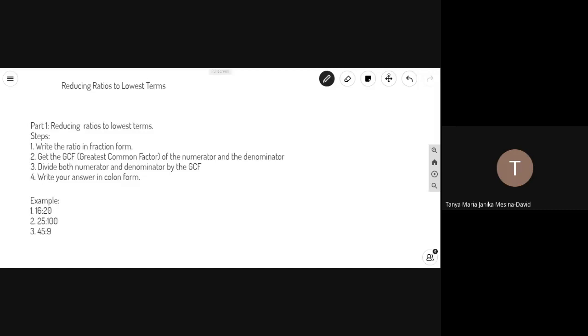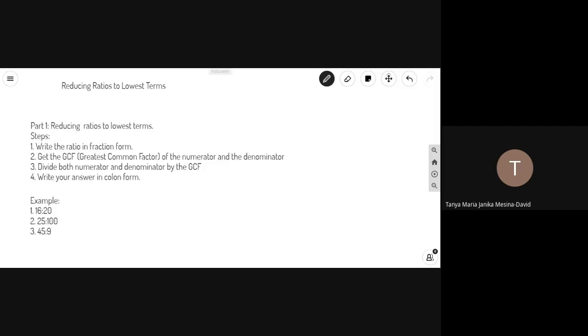In this video, we will be looking at reducing ratios to lowest terms. So how do we reduce ratios to lowest terms? First, we talk about what lowest terms means. Lowest terms means that the numbers in a certain expression have no common factor other than 1; one is the only number that can divide them. So how do we do this?